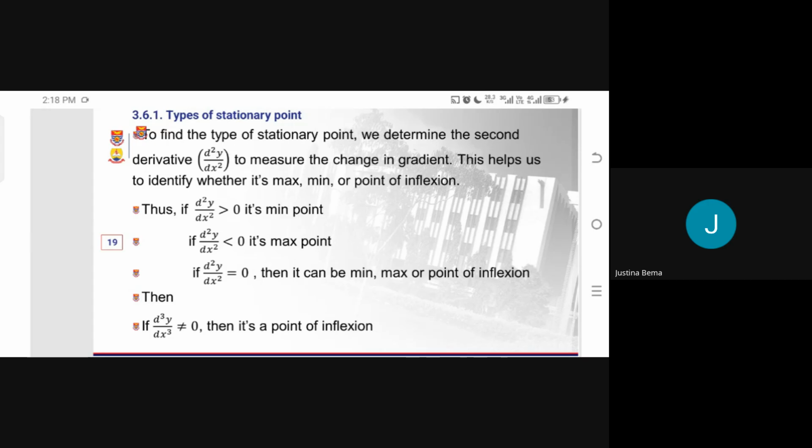So when you have a question and they ask you which type of stationary point it is, when you find your first derivative, the first derivative will give you your stationary point. The second derivative will tell you whether it is going to be a maximum or a minimum point. When you get your second derivative to be equal to 0, proceed to get your third derivative. And when you get the third derivative not equal to 0, then it implies that it is the point of inflection. Please, is it clear?